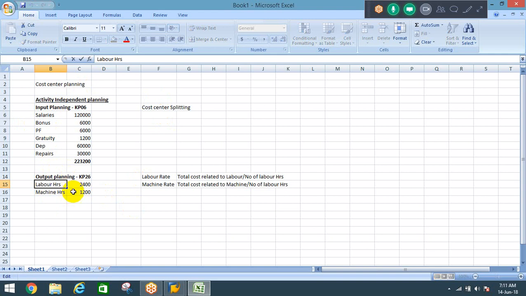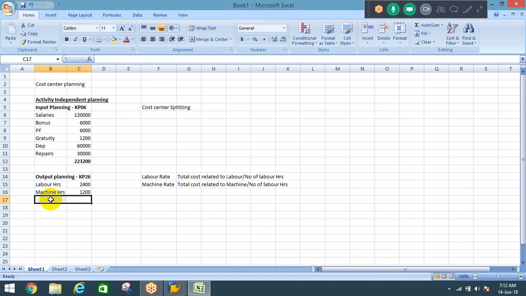How many activity types do we have here? We have 2 activity types. So the system will distribute this 2,23,200 to the 2 activity types equally. For example, if you have one more activity type, cleaning, it is again 1000. Now what does it do? This is divided by 3. This cost will be distributed equally to all activity types.